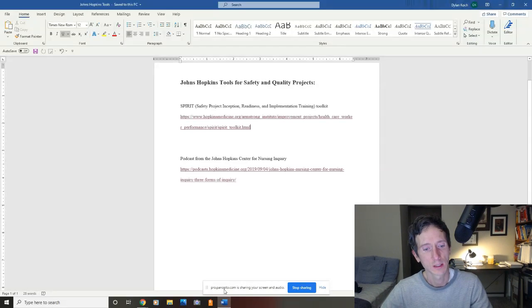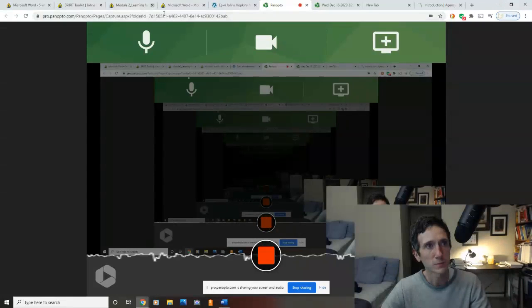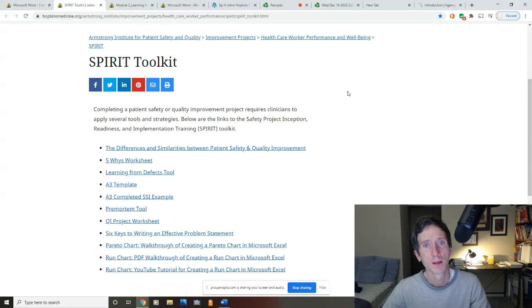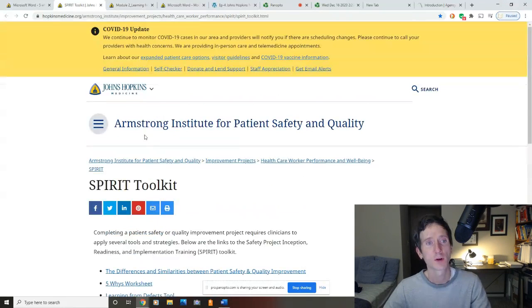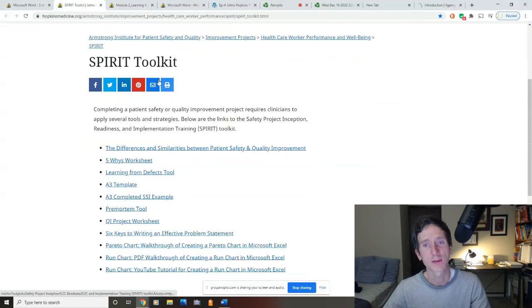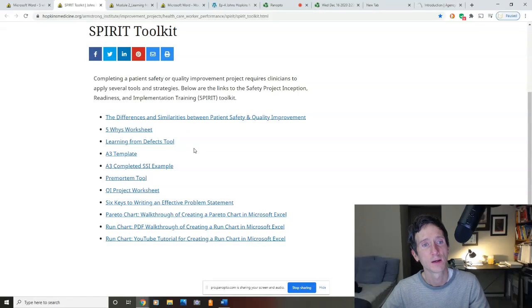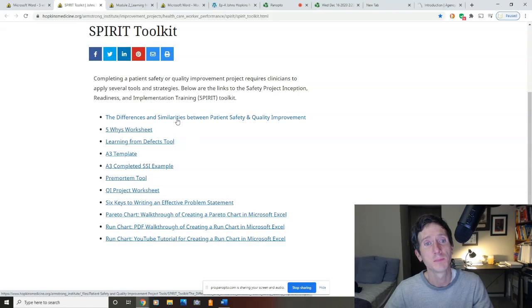Looking through some of these other items, here is the SPIRIT Toolkit. This is a page from the Armstrong Institute for Patient Safety and Quality. Like I said, the link that I gave you in that document takes you here. This is just a phenomenal way of getting the tools in your hands, in our hands, in the Research Council, to begin to look at a systematic, tool-driven way that is basically error-proof if you follow it appropriately when you're looking at a project and understanding it.